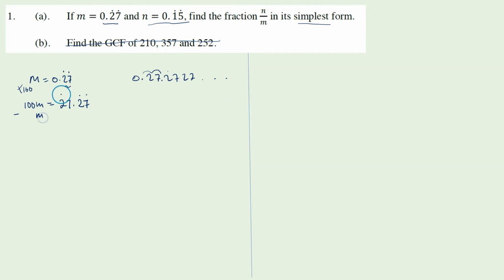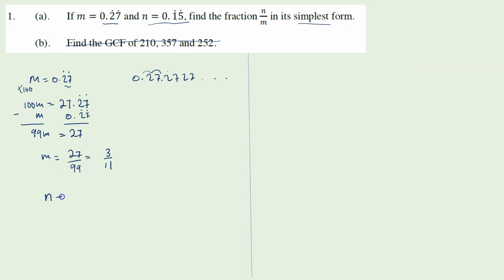Now we can subtract m from 100m, so we're going to subtract m both sides, so we've got 0.27 because that's m, and then we have 99m is going to be equal to, now we can get rid of the decimal part, that's just 27. So this means m is equal to 27 over 99. If you simplify this, if you divide that by 9, you will get 3 over 11.